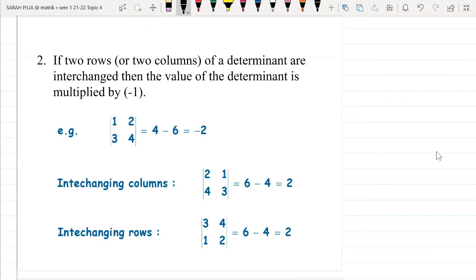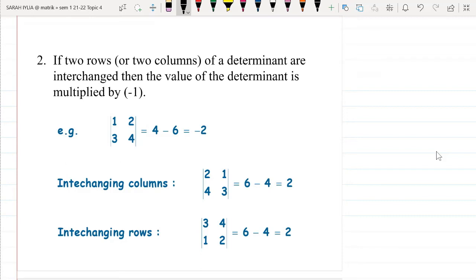Moving on, we have property number 2. So, if 2 rows or 2 columns of a determinant are interchanged, then the value of the determinant is multiplied by -1. Apa maksud dia kat sini? Kalau kita ada matrix, kita dah cari determinant. And then the next matrix, row ataupun column dia tu interchange. Then automatically value of determinant sign dia akan multiply by -1.